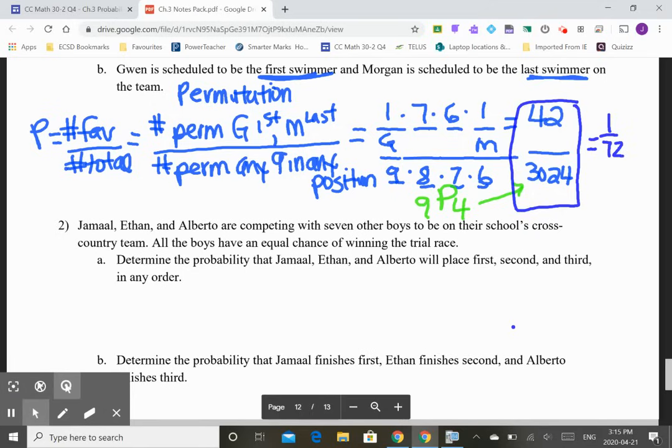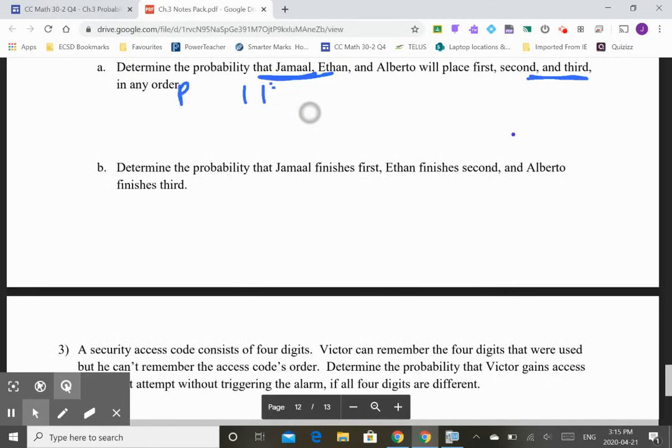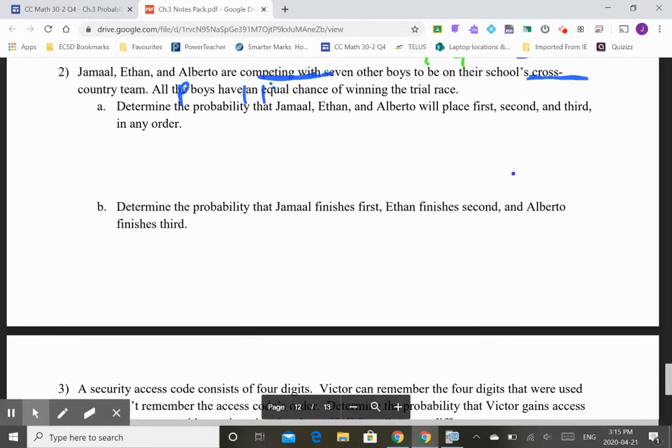Let's move on to example number 2. Example 2 says that we've got Jamal, Ethan, and Alberto. They're competing with 7 other boys to be on their school's cross-country team. All the boys have an equal chance of winning the trial race. So it looks very similar to the question we had above. Determine the probability that Jamal, Ethan, and Alberto will place first, second, and third in any order.